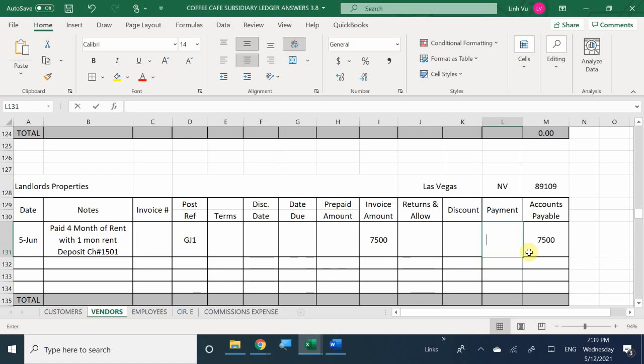It is only if I made a payment that it will reduce it. Let's say I paid only for 1 month's rent. Now I owe this landlord $6,000, because I already paid 1 month's worth of rent. But in this case, I made a collective payment where I paid in advance, I paid a deposit, and I'm paying for the rent currently. So I wrote a check out for the $7,500. Therefore, Landlord Properties can't come after you for any money because you paid them in full already.